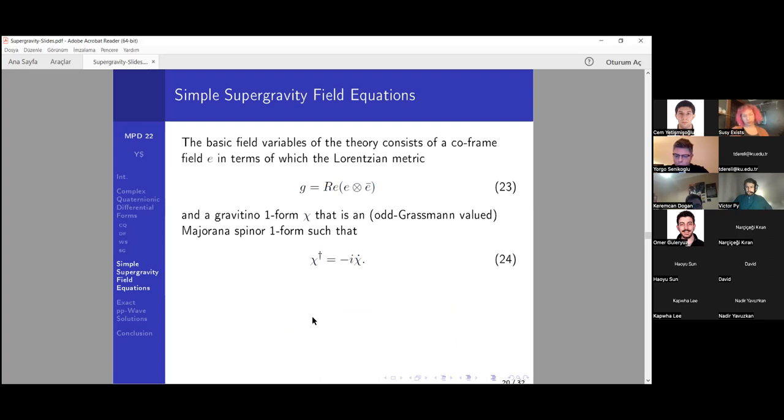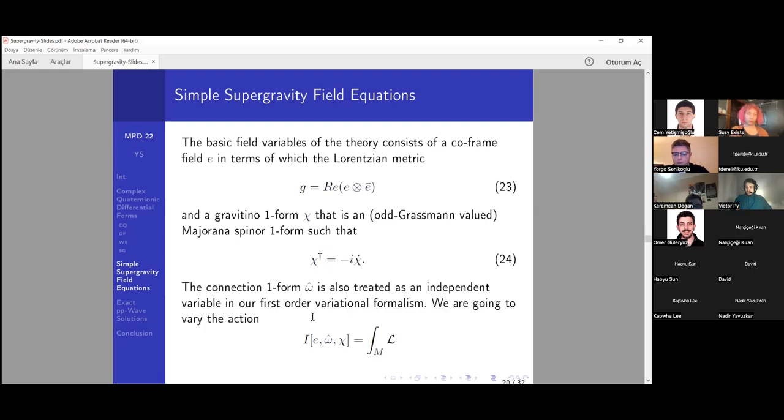Majorana spinor one-form such that chi dagger is equal to minus i chi dot. As you see, the connection one-form is treated as an independent variable. It's a first order formalism. I will go and vary the action, though I will not give you all the details because it takes three pages to vary the action.